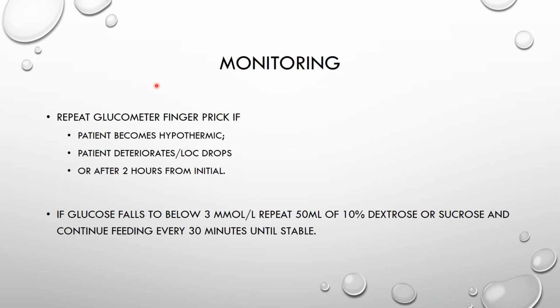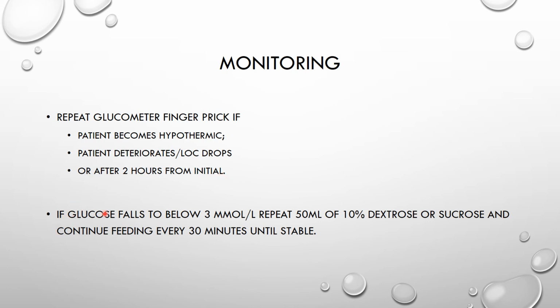For the monitoring of the patient, we repeat the glucometer finger prick if we see signs of hypoglycemia. So if the patient becomes hypothermic, that's a sign of hypoglycemia, and we have to check the glucometer. And if the patient is deteriorating or the level of consciousness is dropping, we have to check with the glucometer again. But if the patient is responding to treatment well, then we check the glucometer 2 hours after the initial one, because we expect a rebound hypoglycemia at 2 hours.